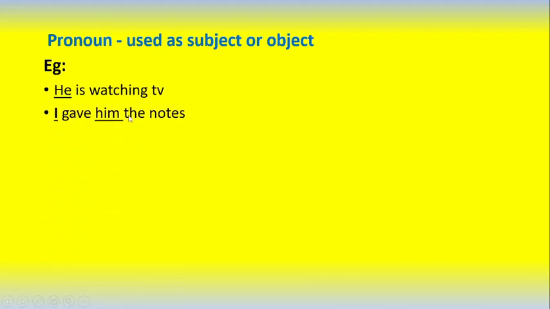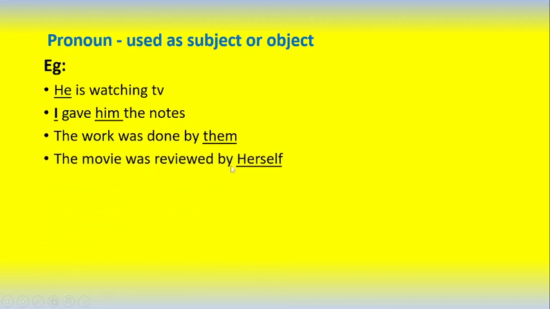Next one, I gave him the notes. We can see both, okay, pronouns used as a subject and object. I is a pronoun and him is also a pronoun. So I is used in the place of the subject and him is used in the place of the object. The work was done by them. See, the work is a noun here and them is an object. So them is a pronoun.